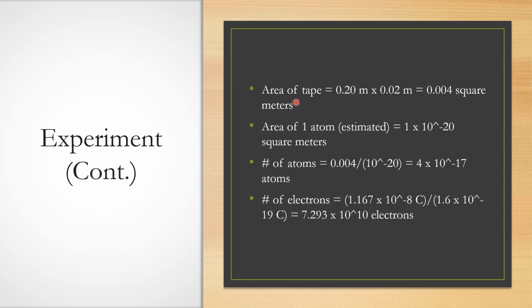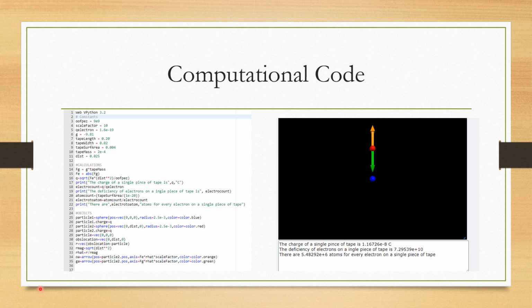And then from here, to find the amount of excess electrons, you find the surface area of the tape, and then you find the area of one atom and divide both of these. And then from there, you can find the amount of excess electrons, which was this value. And then here is my computational code. From here, you can see the charge that was calculated and the amount of excess electrons on a piece of tape.